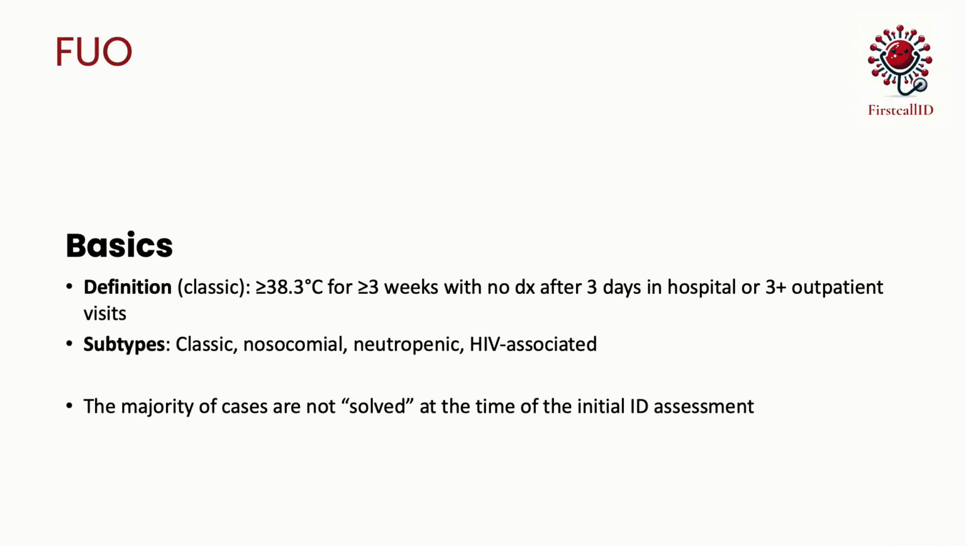So before we get started, we'll start with some basics. The definition of fever of unknown origin, at least classically, is a temperature greater than 38.3 degrees Celsius for greater than 3 weeks, with no diagnosis after 3 days in hospital and at least 3 outpatient visits.